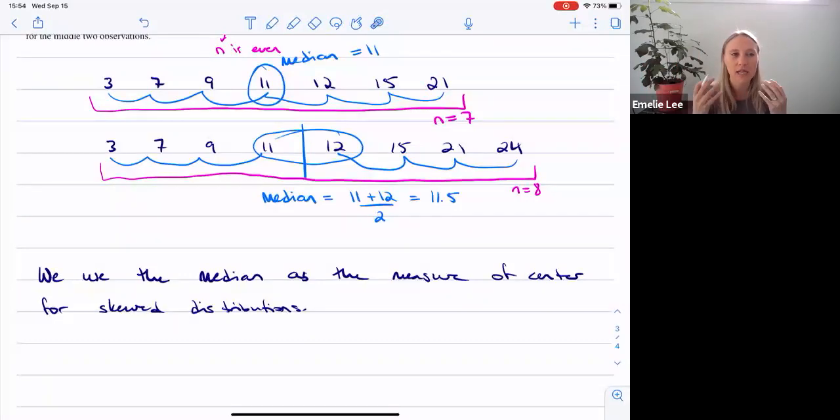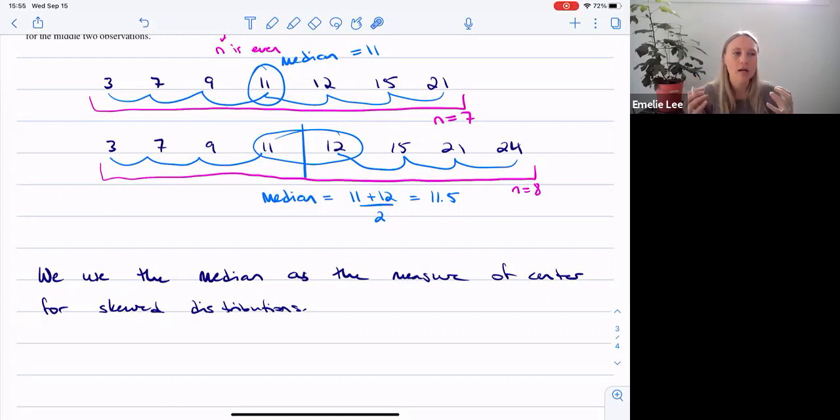When we calculate the average of these values versus the average where we replace 21 with 210, what's going to happen with the average is it's going to blow up.